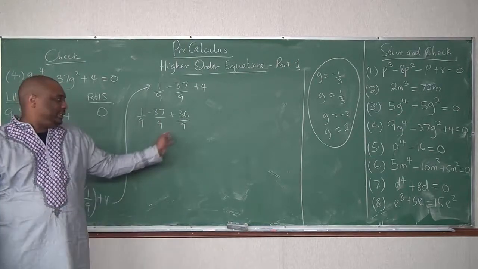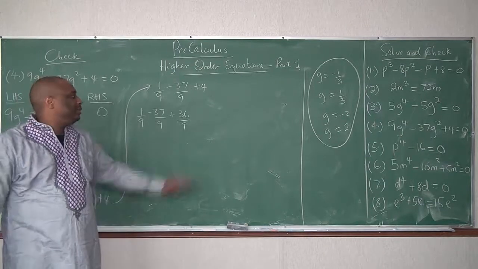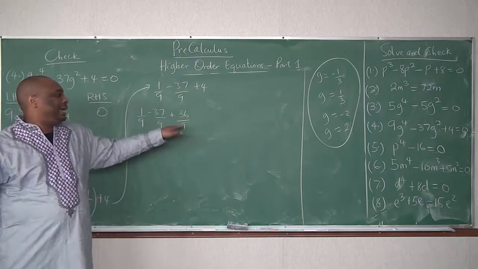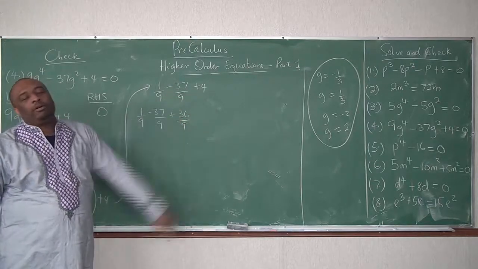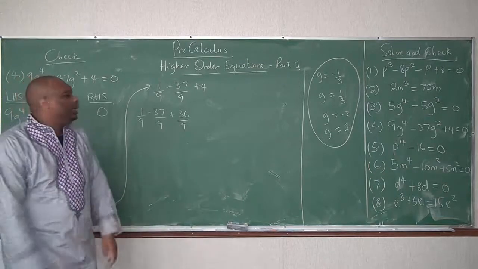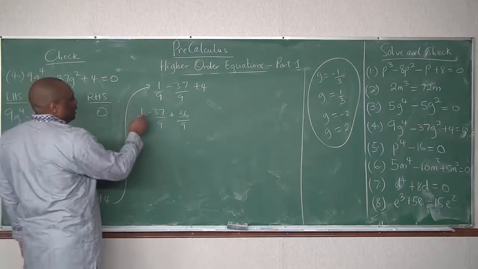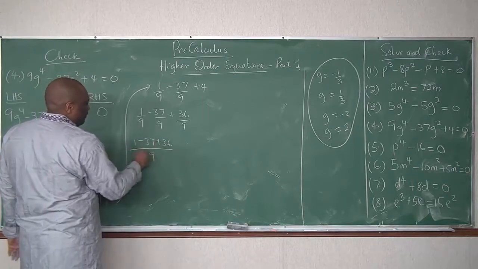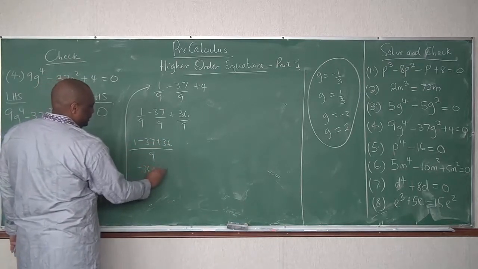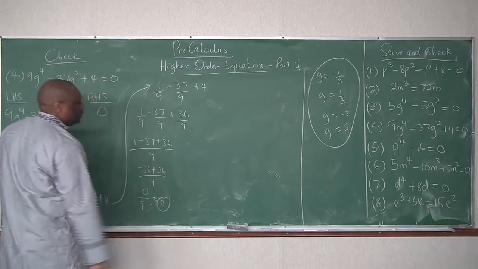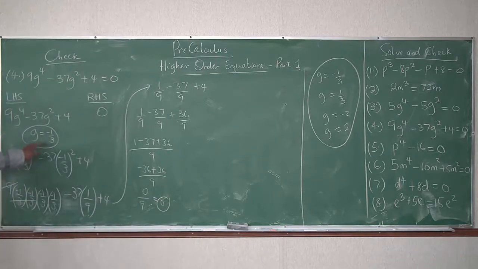Okay, LCD is 9. What is the equivalent fraction with 9 as the denominator of 4 over 1? 4 over 1 is 36 over 9. So this will be negative 1 minus 37 plus 36, over 9. And that is negative 36 plus 36 over 9. 0 over 9, which is 0. So it works.